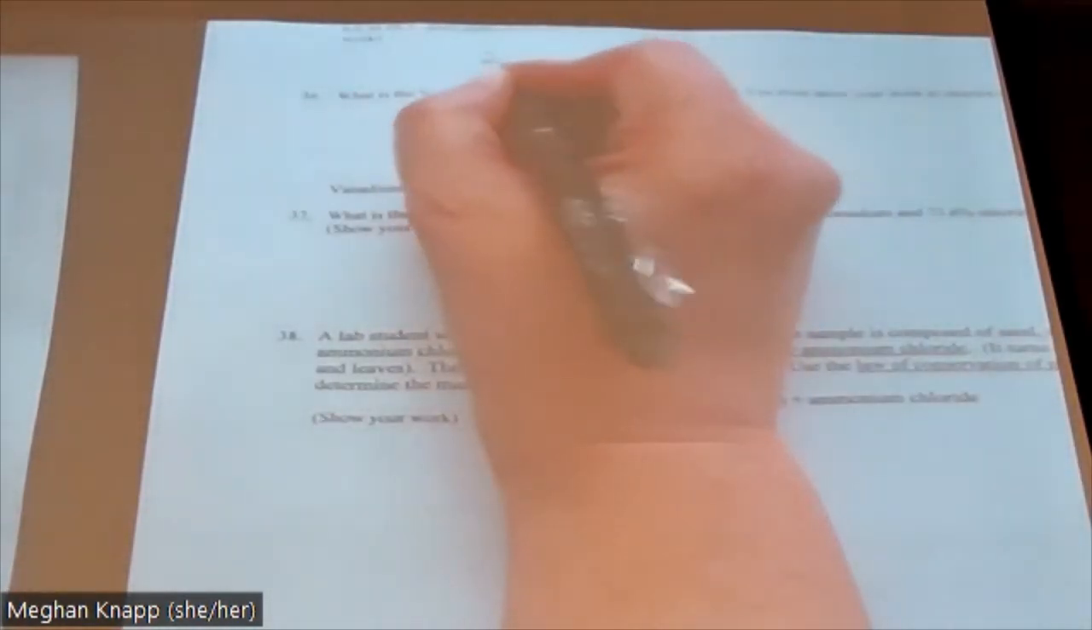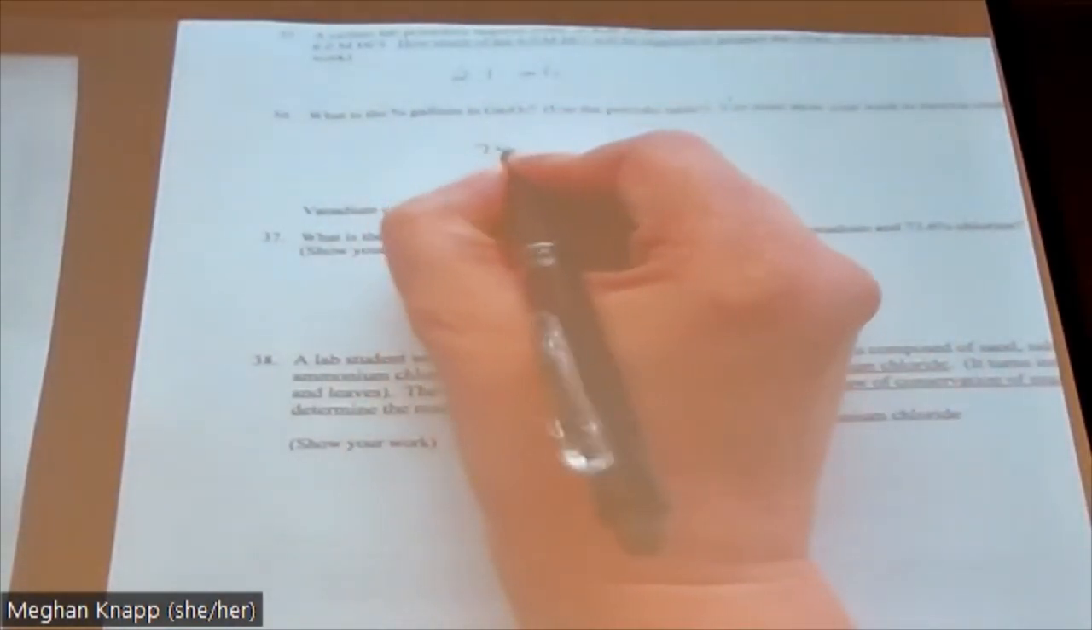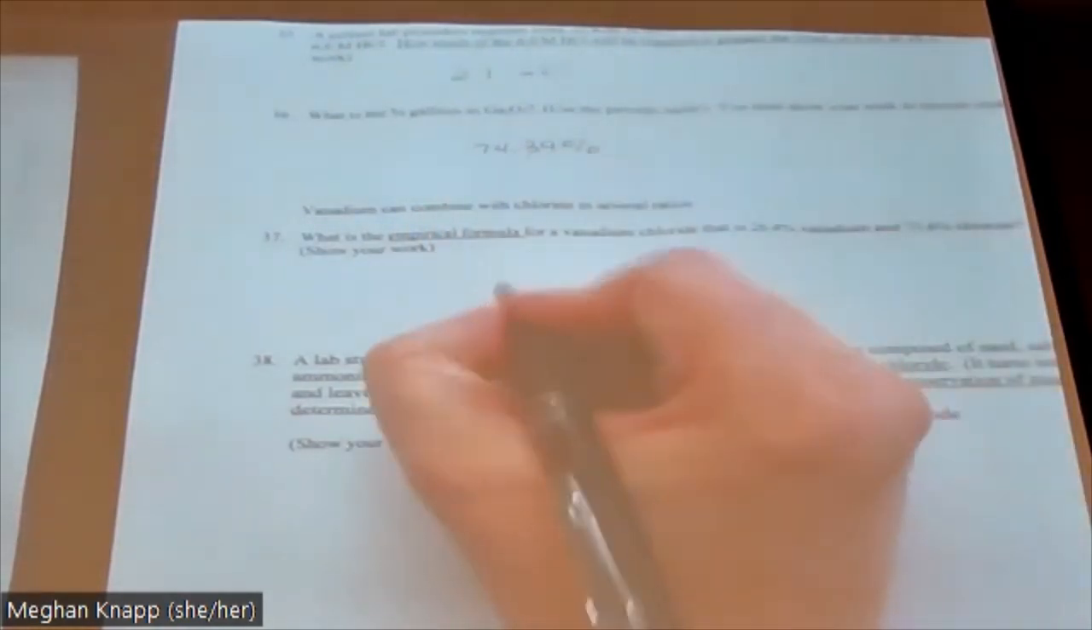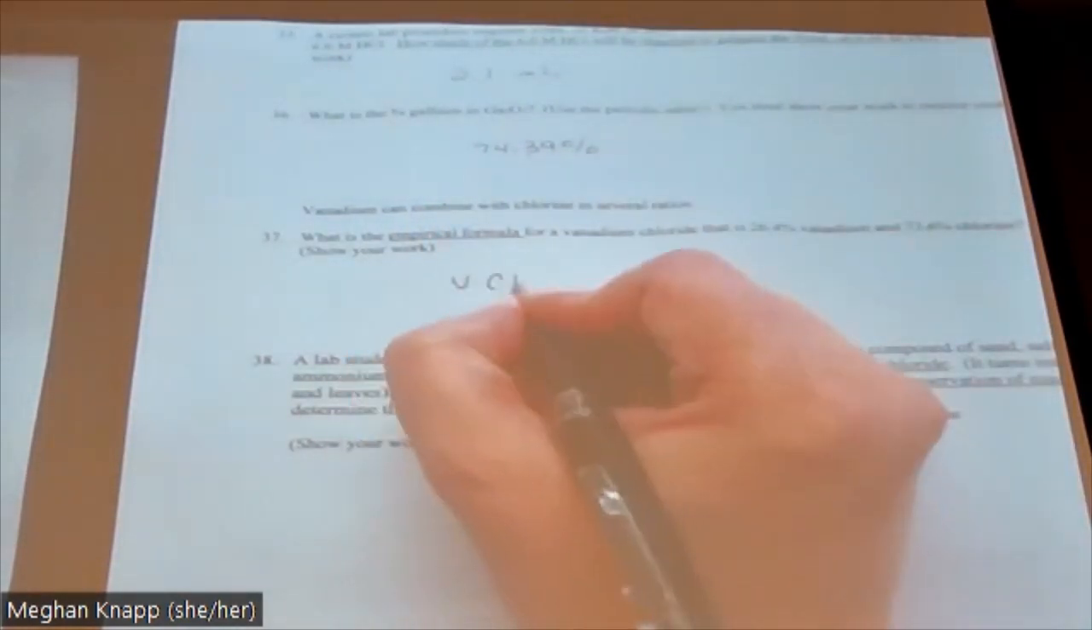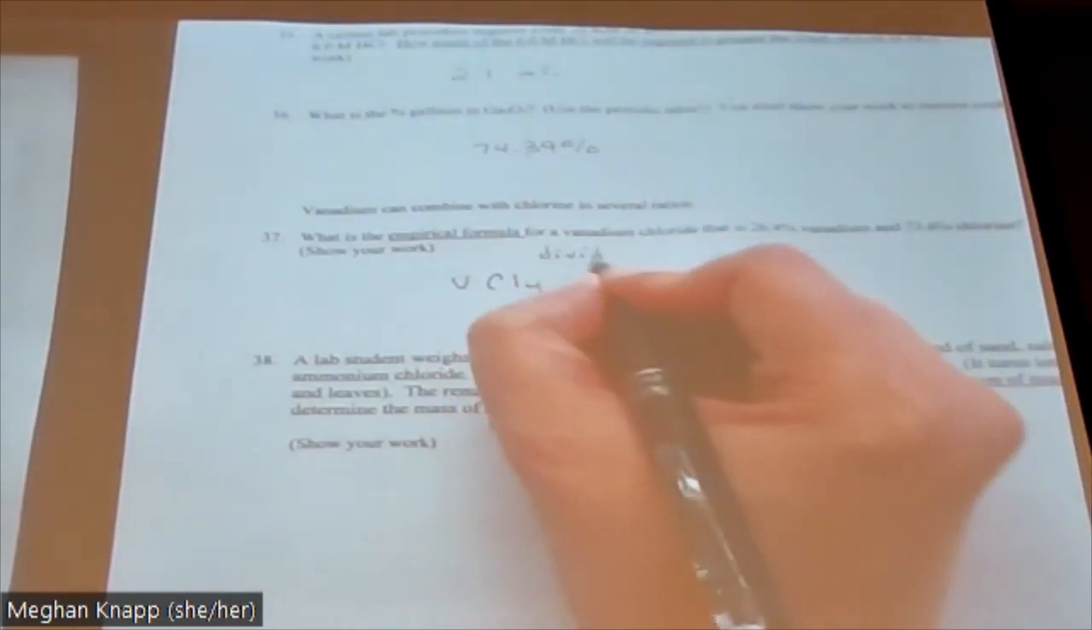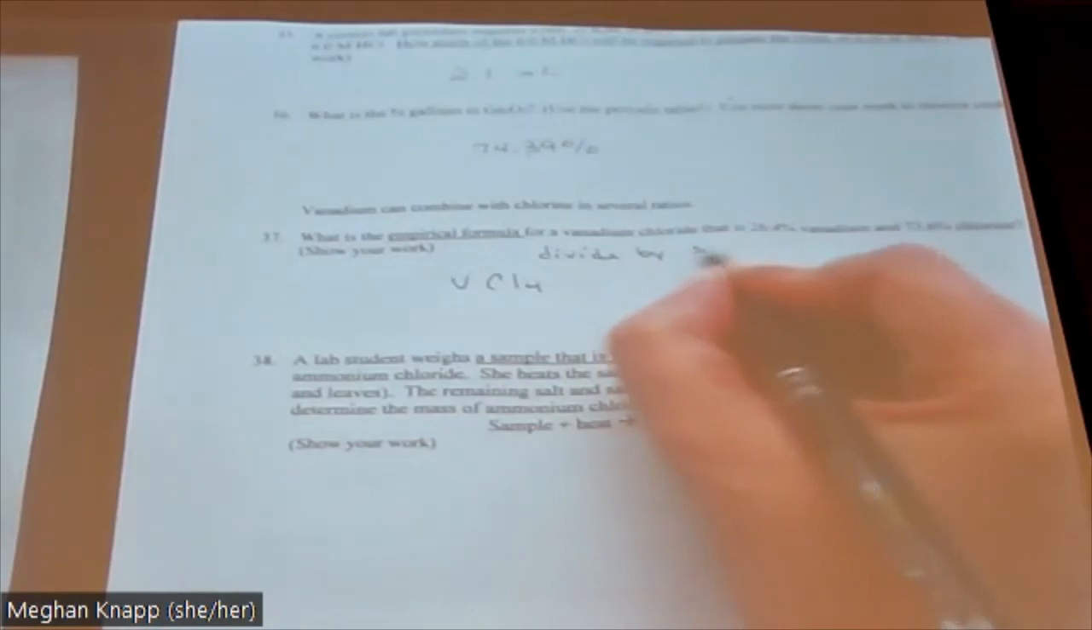I'm just going to quickly give you the answers to the last part. And then if you have questions on how to get there, I will show those to you at another time. 74.39%. This is VCl4. The key on this one is divide by smallest moles. That's one you messed up on.